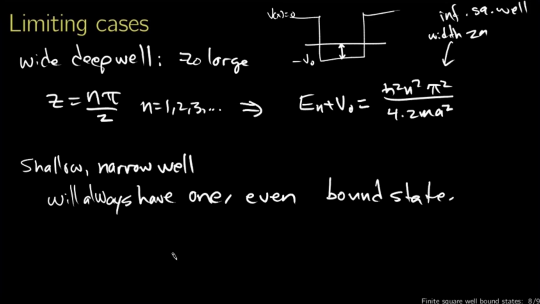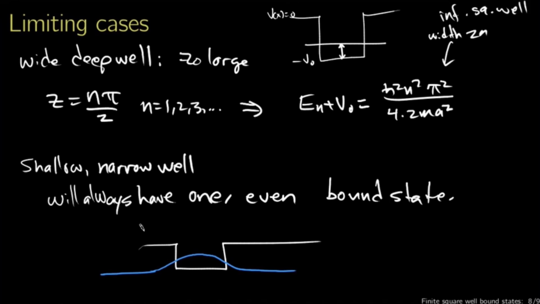And that's more or less what we drew back at the beginning. That was our potential, and our wave function looked something like that. You can always have wave functions that look like this, no matter how shallow and narrow your potential well is. So those are our limiting cases. We can reproduce our infinite square well results, and we always have at least one bound state.